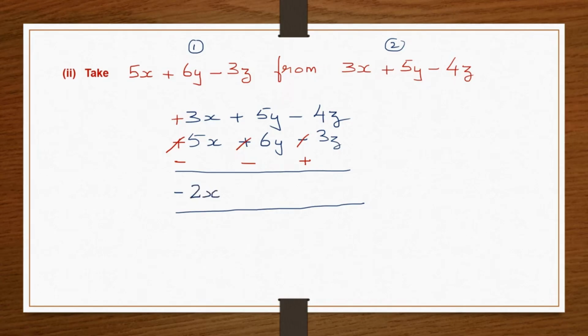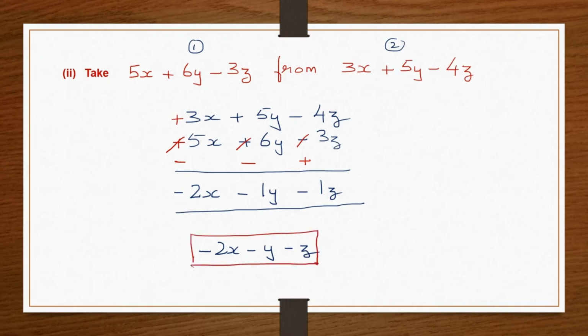Let's go to the y column. Again, signs are different. Let's put the sign of the bigger number and subtract. 6 minus 5 is 1, 1y. The third column, let's write the sign of the bigger number and subtract. 4 minus 3 is 1, 1z. So our answer here is minus 2x minus 1y minus 1z, or you can simply say minus 2x minus y minus z. So this can be your final answer. Let's go on to the next question.